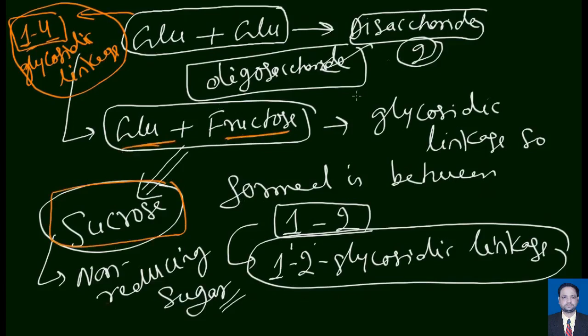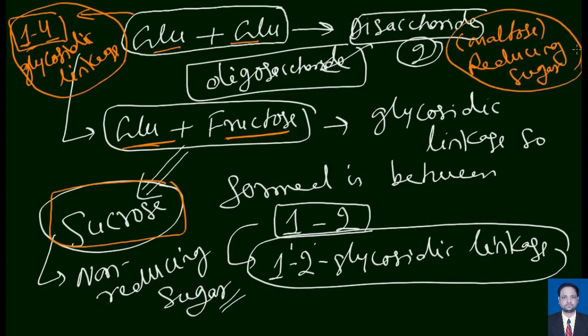And these disaccharides, glucose plus glucose, you can call them maltose. Suppose we produce maltose, and they are reducing sugars. Got it? So this is the formation of the chemical bond, the formation of oligosaccharide with the help of monosaccharides. Okay, now let's move into the nature of disaccharides.